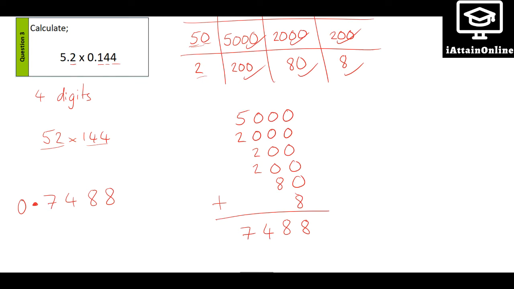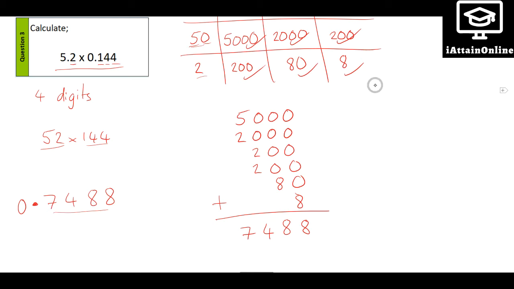And this makes sense for that answer, because 5.2 is about 5. 0.144 is a little bit more than 1/10. So 1/10 of a number is the same as dividing it by 10. So 5 divided by 10 would be about 0.5, a half. This is just a little bit more, so that seems reasonable.